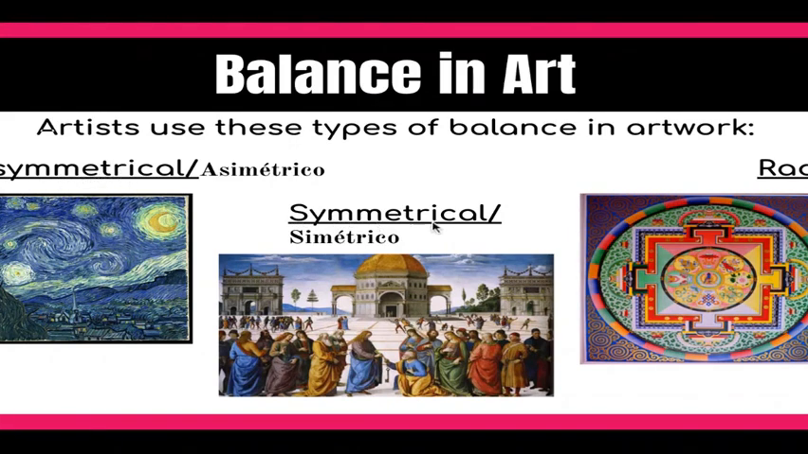We have symmetrical, where we can divide the work in half and have the same things or about the same things on either side. If you look in the background, it is almost exact. And then we have radial. Radial will have the same items coming out from the center point at the same distance, at the same size.